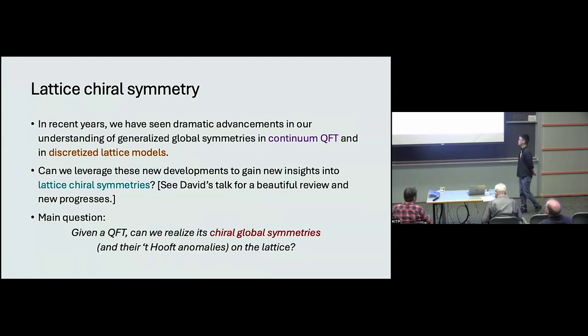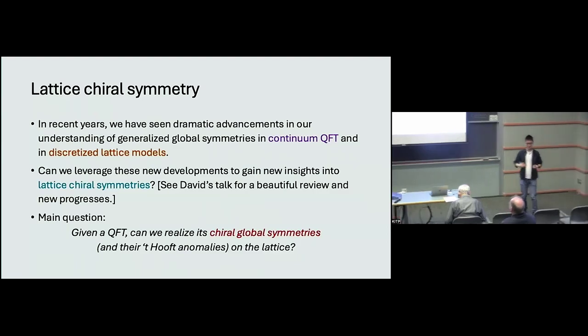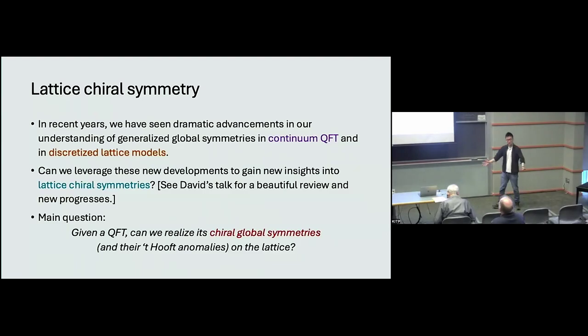So the main question we would like to approach in this talk is, given a continuum quantum field theory, this is my target, can I realize its chiral global symmetry and possibly their 't Hooft anomalies on the lattice? So let me emphasize that in all the examples I'm going to talk about today, the quantum field theory is non-chiral, but I'm interested in the chiral global symmetry of this non-chiral quantum field theory.